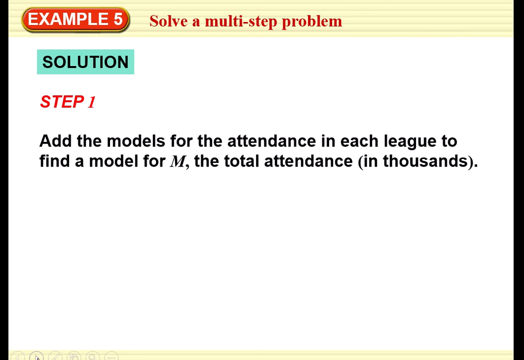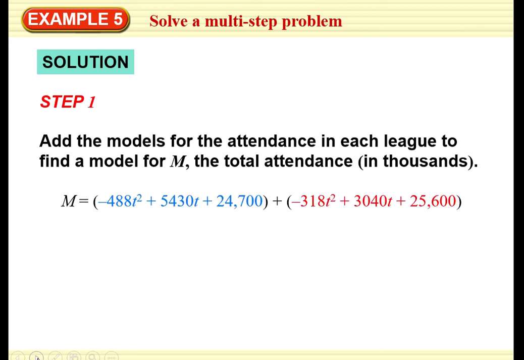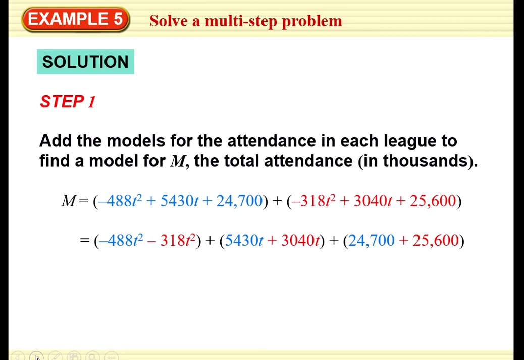Step 1. Add the models for the attendance in each league to find a model M for total attendance between the two leagues. Alright, so whether you're working vertically or horizontally doesn't matter as long as you're adding the correct like terms here. Same amount of variables, so the t-squareds go together, the t's go together, and the constants go together. And here is our final total attendance. Alright, here's our polynomial for the total attendance.